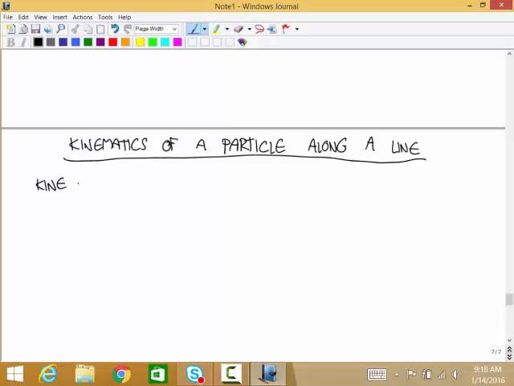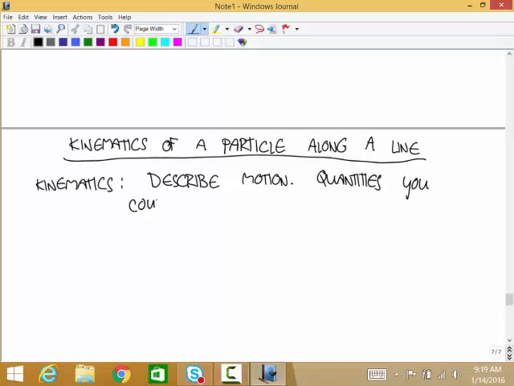So kinematics. Kinematics is all the things that you could determine from watching a videotape of a motion. These are things that just describe the motion. They don't include any of the causes of the motion. So these are the quantities you could calculate from a video.